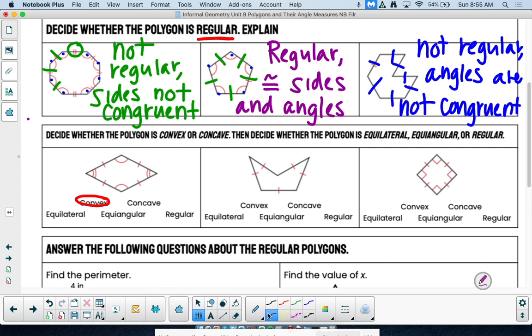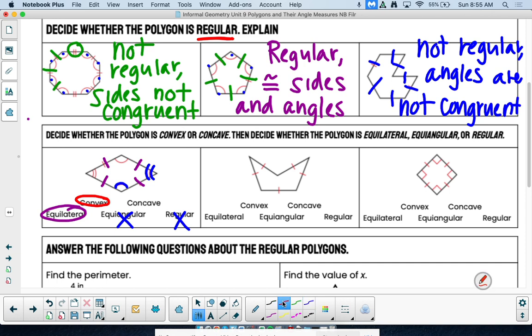Now let's look equilateral. Are all of our sides equal? Tick mark, tick mark, tick mark, tick mark. Yep. Are all of our angles the same? I have 1 arch mark, and then I have 2, so it's not equiangular, which means it can't be regular. Perfect. Good job. All right, the next one here.